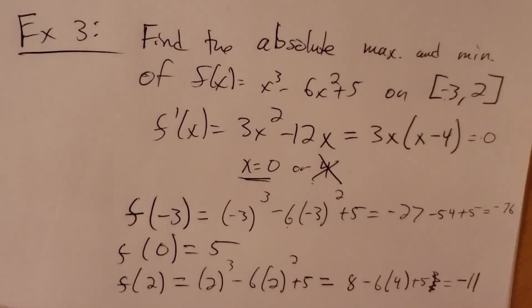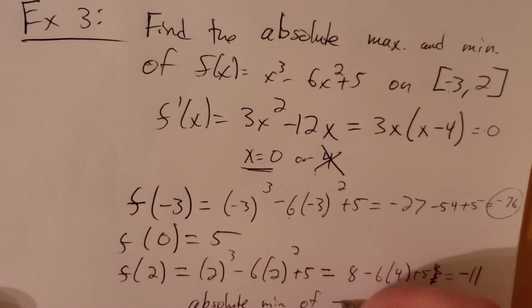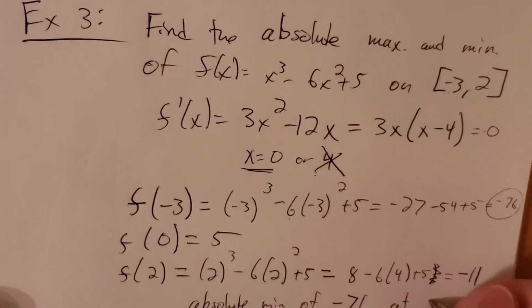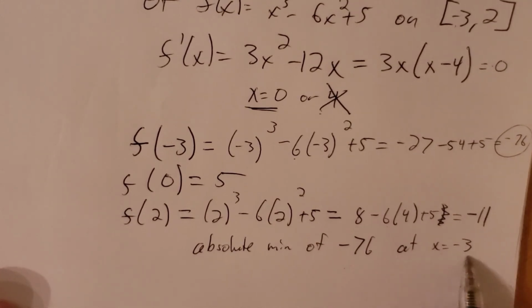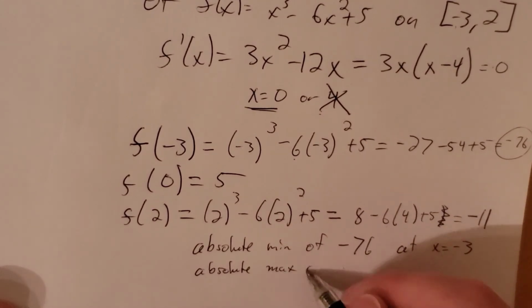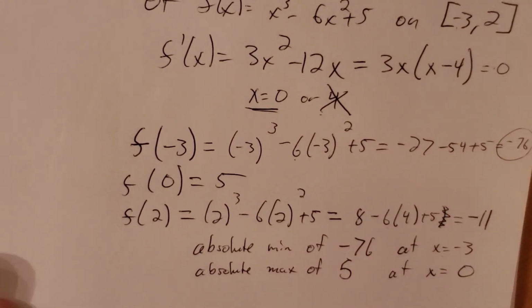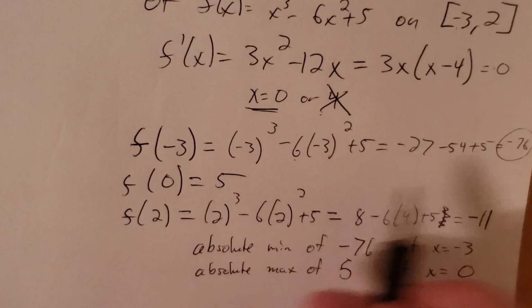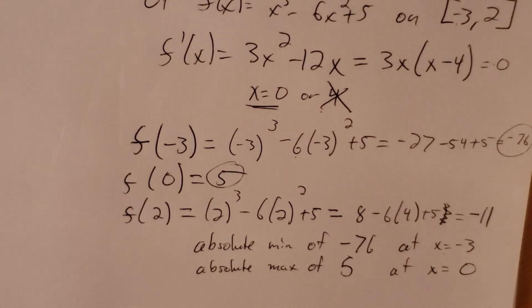Okay, now what does this tell us? Well, the minimum value is our absolute minimum. Absolute minimum of -76 at x equals -3. The minimum is -76. Where does it occur? It occurs at x equals -3. And we have an absolute maximum of 5 at x equal to 0. All right, so here was our minimum value, here was our maximum value, and those told us our absolute minimum and absolute maximum respectively. And that is it for this video.